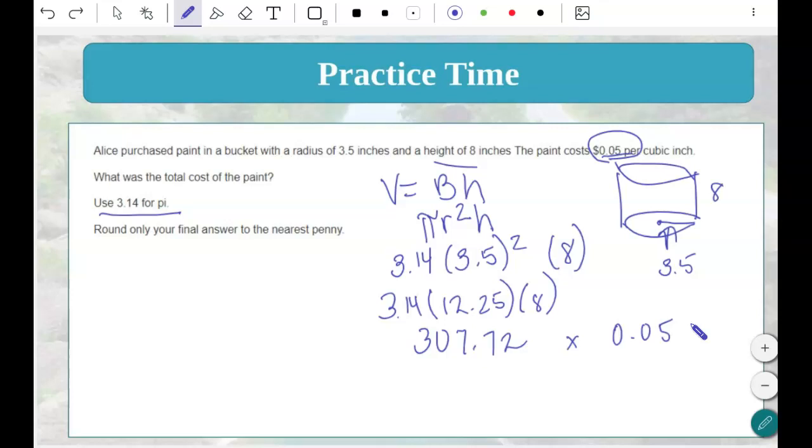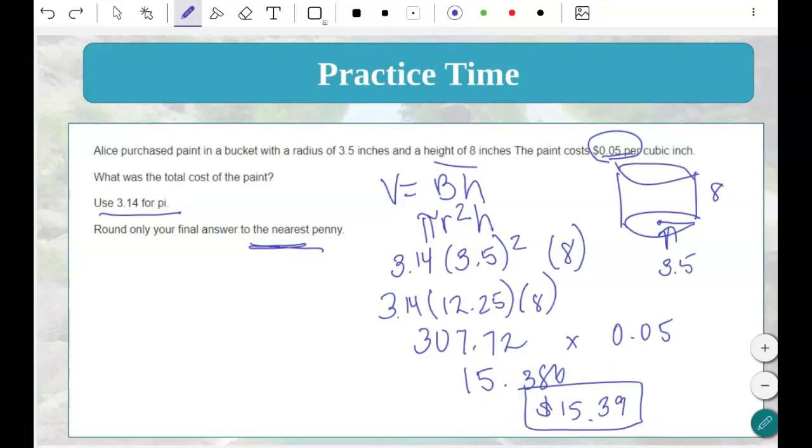It's 15.386 is what we get. 15.386. Round to the nearest penny. All right, so the 8 is in the pennies or hundredths place. That 6 tells us to round that up. So it's going to be $15.39.